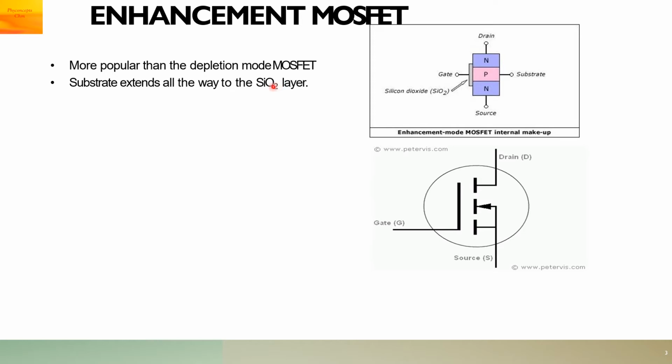The substrate extends all the way to the SiO2 layer. So here, in the depletion mode MOSFET, the P region was just diffused into the N material, but here the substrate is extending from one end to another, that is till the SiO2 layer. There is no channel between the source and the drain.